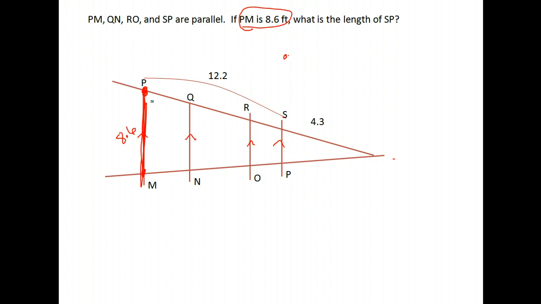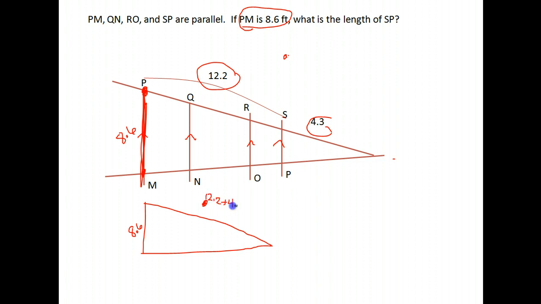Okay, we're going to pretend that we just have one large triangle, so we have our big triangle. Notice it does form a triangle here. The bottom is 8.6, and this side up here, notice we can get by taking the 12.2 plus the 4.3. And that gives us a length of 16.5.